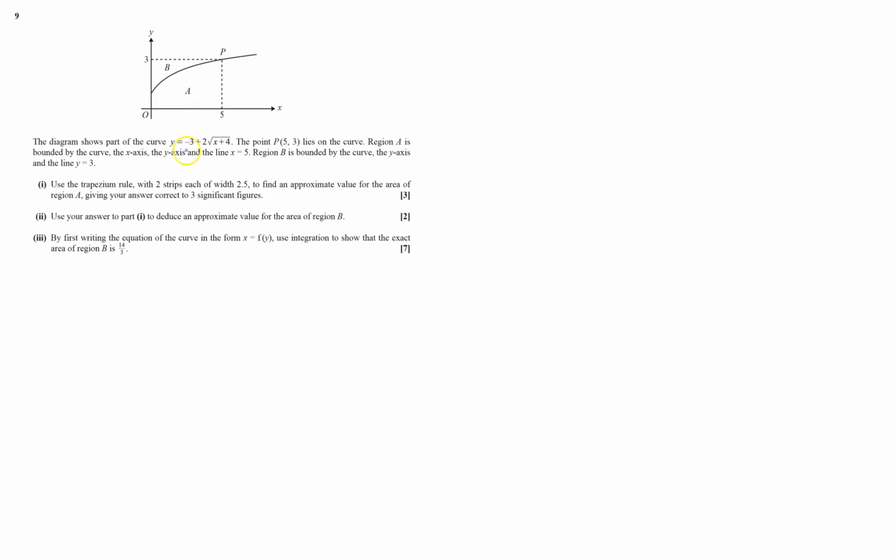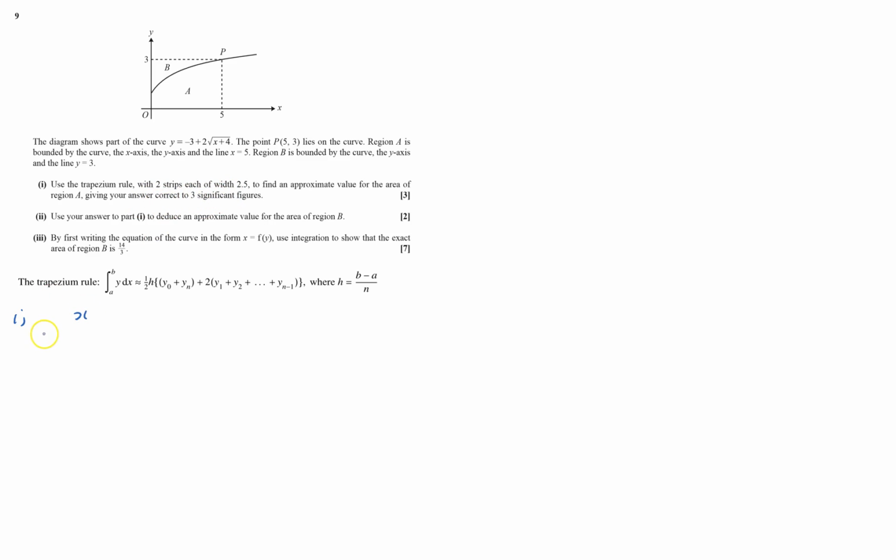Okay, so the diagram shows part of the curve of y equals this, 0.5 p53 lies on the curve, region A, etc. Use the trapezium rule. Well, first off, I'm going to paste in the trapezium rule, and that comes straight from the formula sheet. So now I'm going to use it, and I've got two strips each.